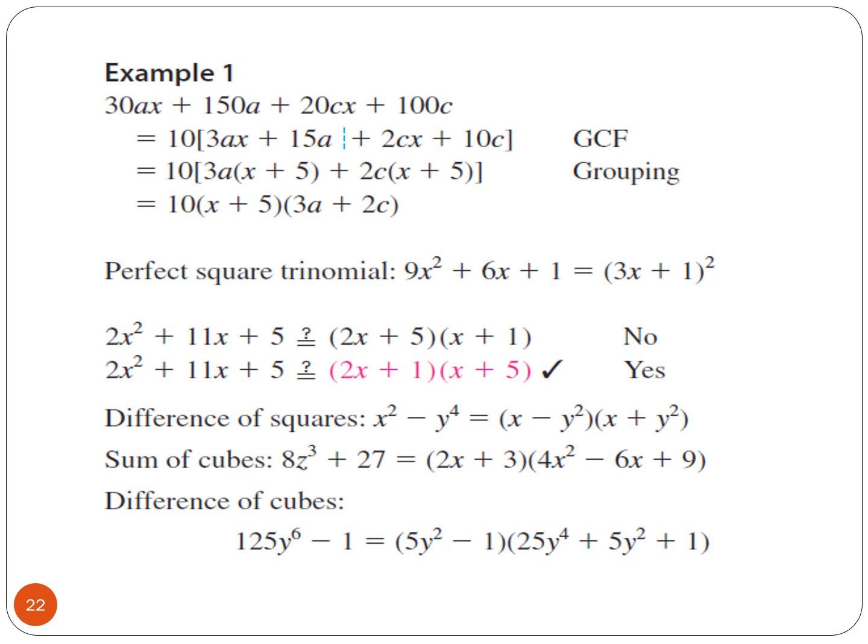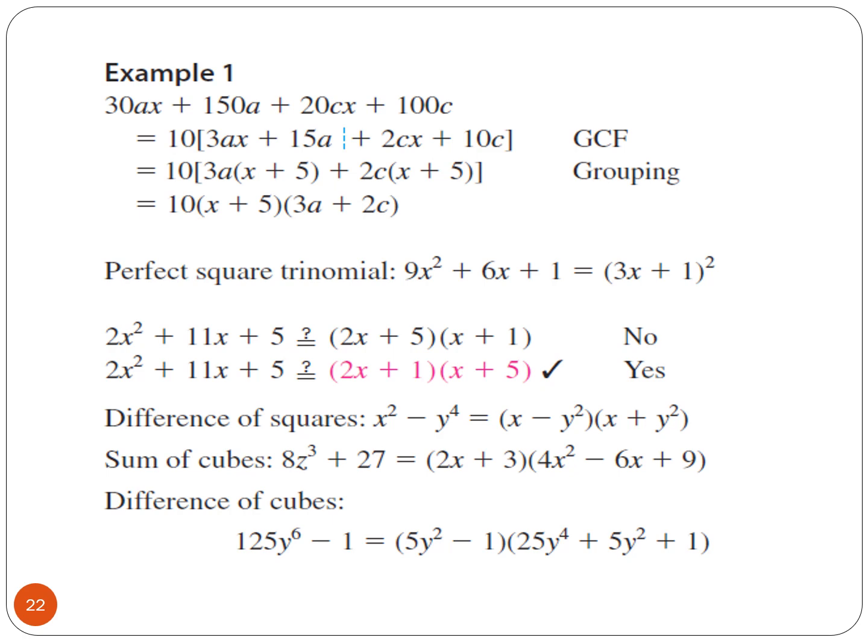Let's look at an example of factoring by grouping. This expression has four terms: 30ax plus 150a plus 20cx plus 100c. First, let's see if there's a common factor to all four terms. You can see that the coefficients have a common factor which is equal to 10, so we start by factoring 10 from the four terms.